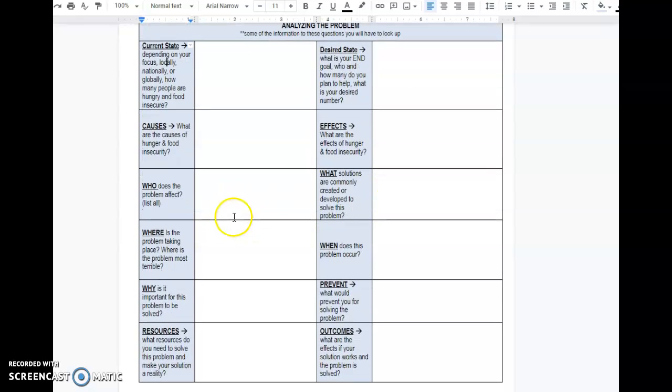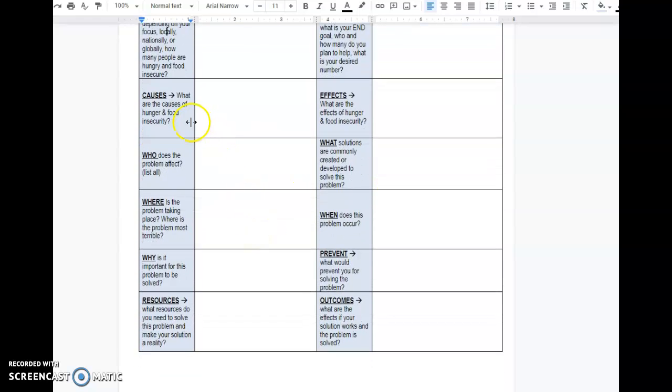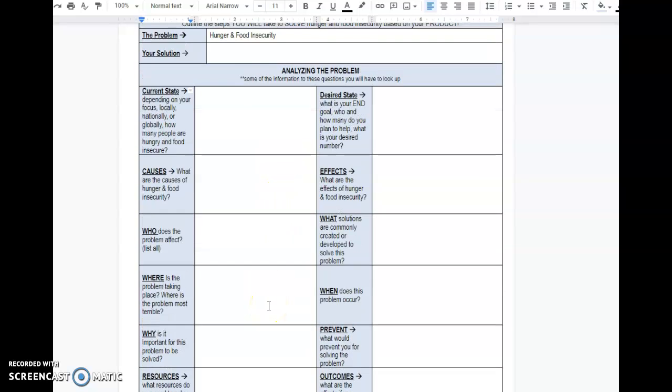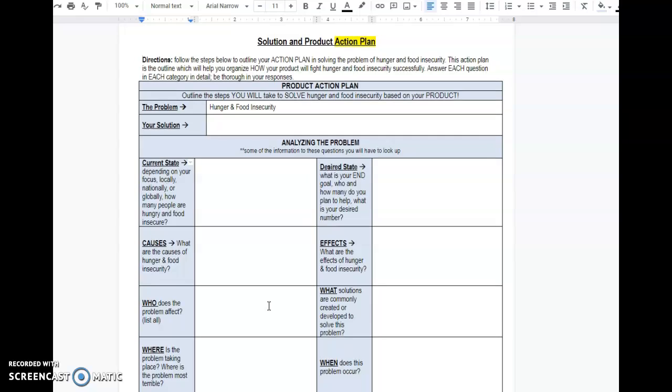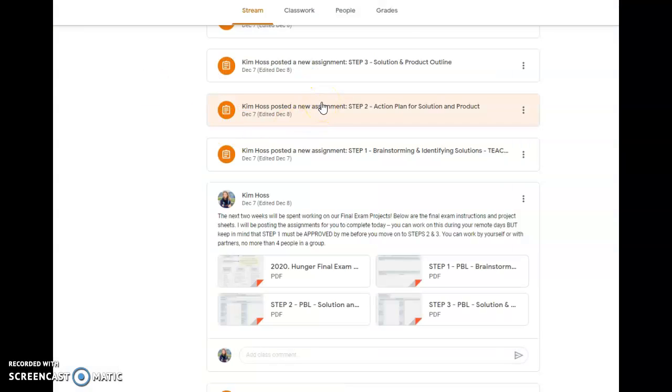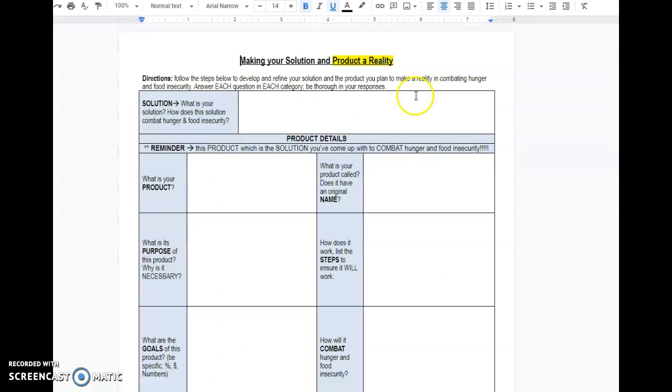Again, go through each of these steps, be thorough in your responses, and read the small text underneath each category to be sure that you're including everything that you need to. But this is going to help you narrow down what you need to include in your final presentation and developing your product. So after you've turned in step 2 and I have given you feedback, you move on to step 3. Step 3 is going to be due on Monday, December 4th, or by the end of the week, December 14th, along with your presentation.